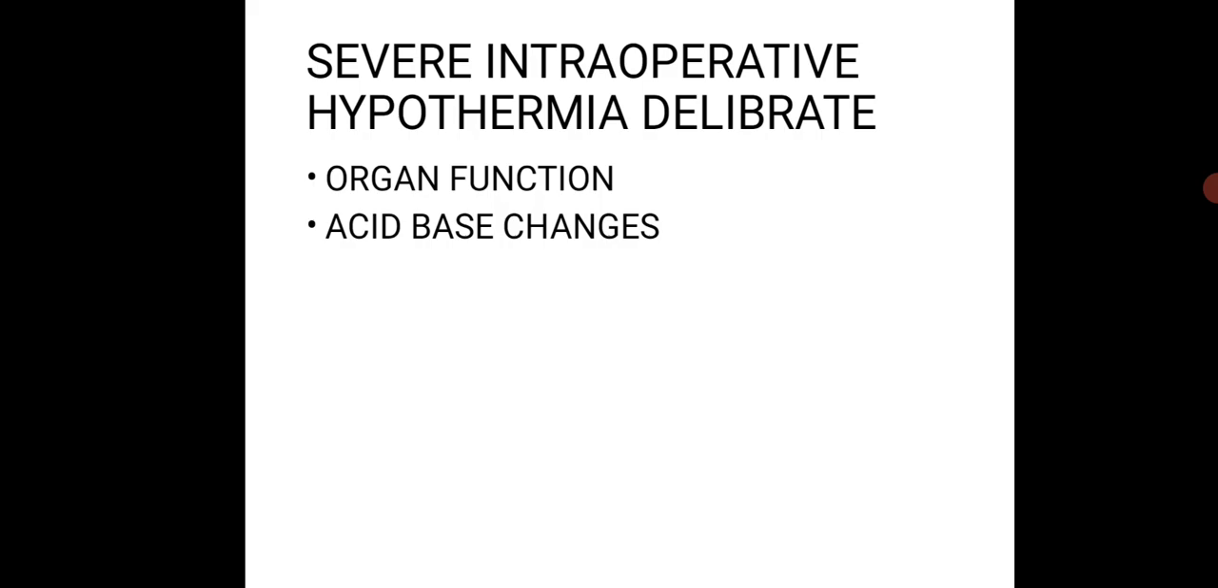Hypothermia also decreases blood flow to the kidneys. And acid base changes: the pH of neutral water increases by 0.017 unit for each 1 degree reduction in temperature.